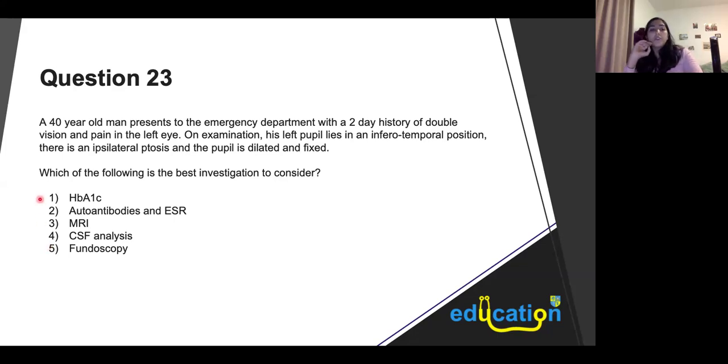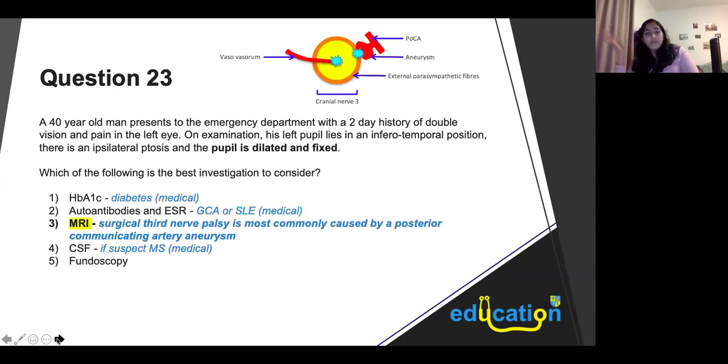And so, you've got your diabetes, you've got like a vasculitis type thing or rheumatological issue. MRI is something probably more physical in the brain. And then CSF, maybe an infection. And then fundoscopy, just looking at the back of the eye, which probably wouldn't be that helpful. And so essentially, we're going for a surgical third nerve palsy here.